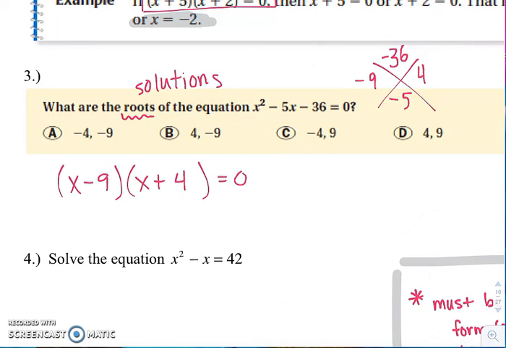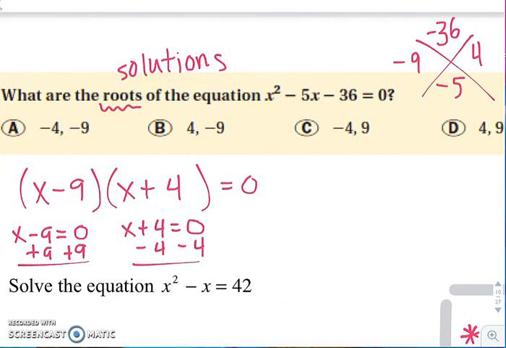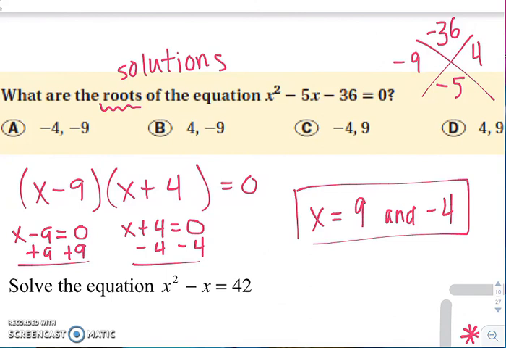equals 0. So once you guys have it in factored form, you can say, okay, well then x minus 9 must equal 0, and or x plus 4 must equal 0. And then you guys would just solve those little mini equations. So we'll add 9, subtract 4, subtract 4. So your solutions or your roots to this equation would be positive 9 and negative 4. So that would be C.